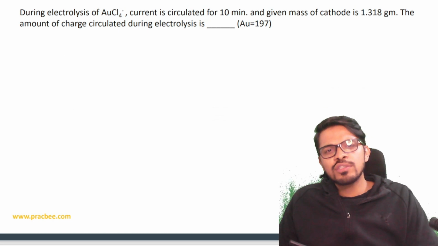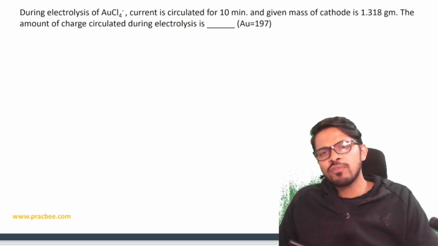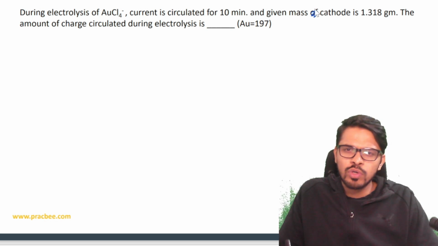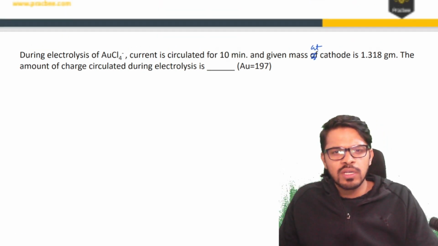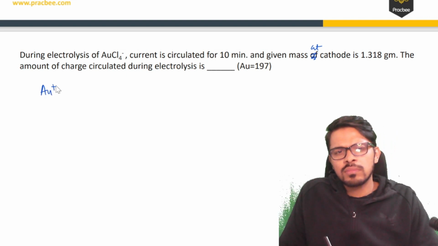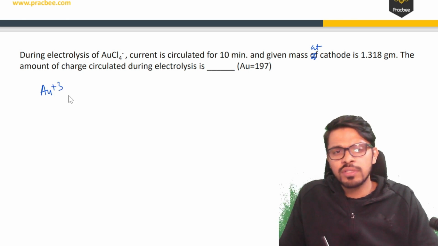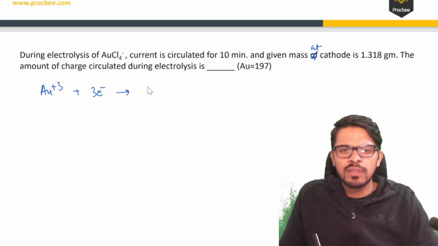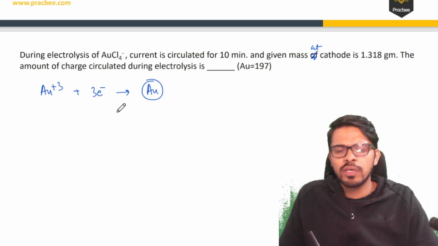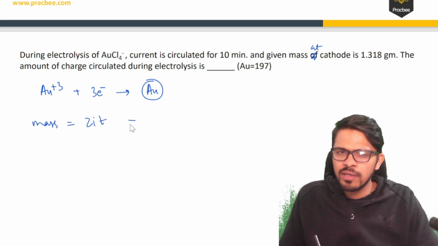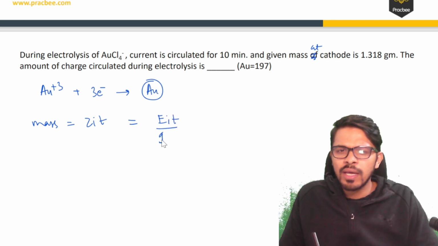Next, during electrolysis of AuCl4 minus, current is circulated for 10 minutes and the given mass at cathode would be this. So the amount of charge circulated during electrolysis is... If we talk about the gold, gold is in oxidation state +3, and at cathode I can see Au+3 on reaction with 3 electrons will produce Au. So we know the mass, and the mass is equal to ZIT, or I can say EIT by 96500.